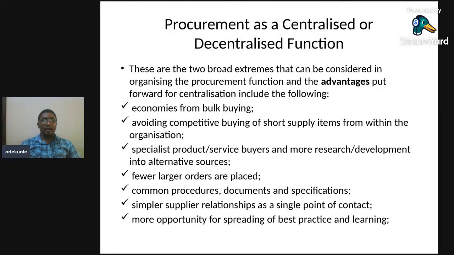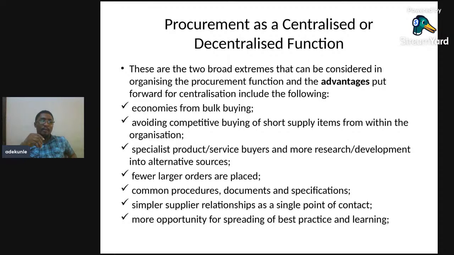All right, and there are two broad extreme structures we will consider in organizing the procurement function. And the advantages put forward, first and foremost, concern the concept of centralization or decentralization of the procurement function. An organization can choose to centralize their procurement, while another can choose to decentralize it. But each structure, either centralizing or decentralizing, has its own advantages and also disadvantages.